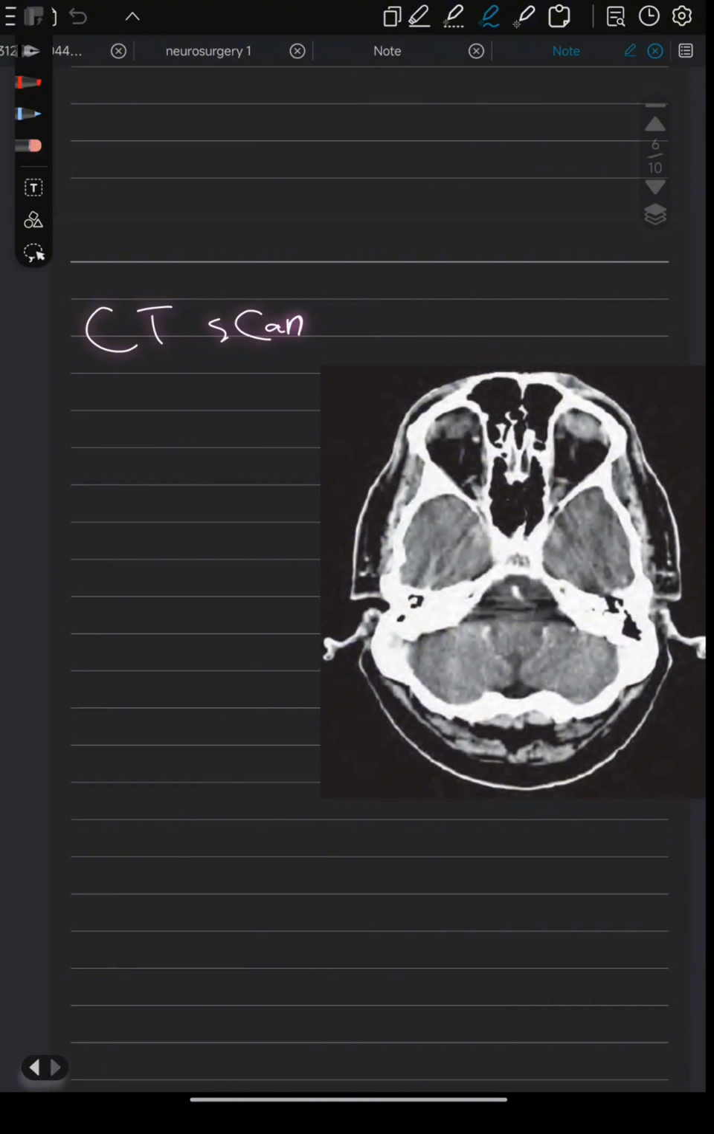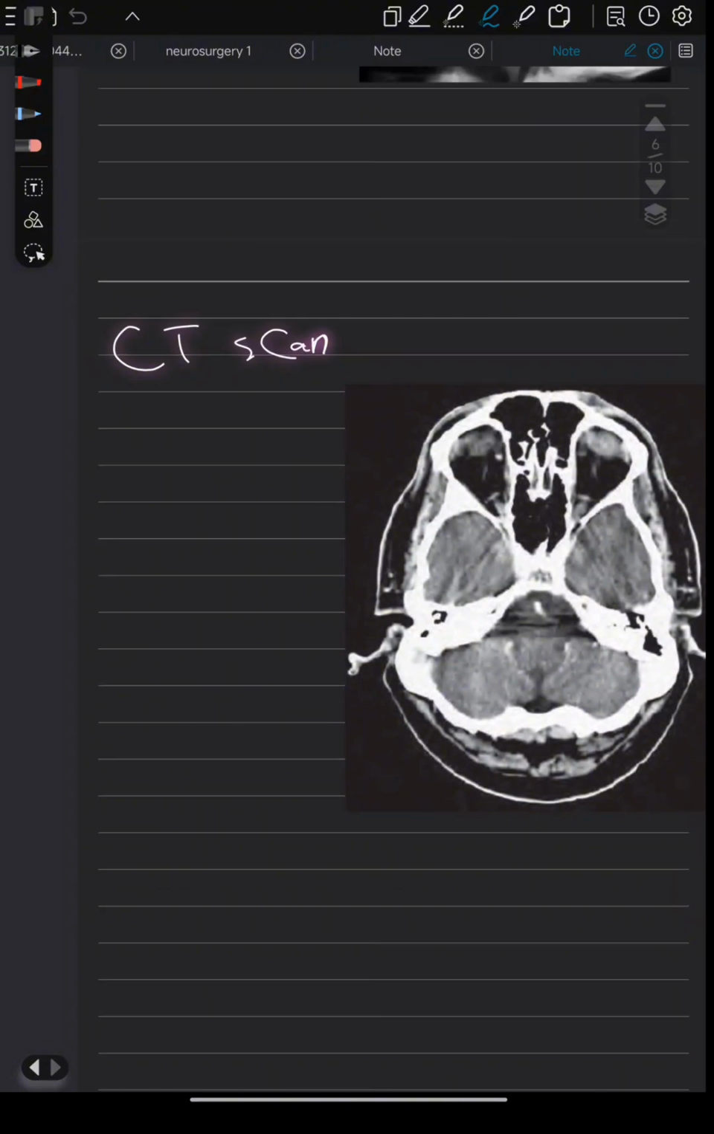It is best for detecting brain hemorrhage such as epidural or subdural hematomas, and is used to diagnose skull fractures also, and brain swelling after trauma. It can detect hydrocephalus, and it's important to mention that it uses radiation, so it is not ideal for long-term monitoring. But generally, it tends to detect the bone.